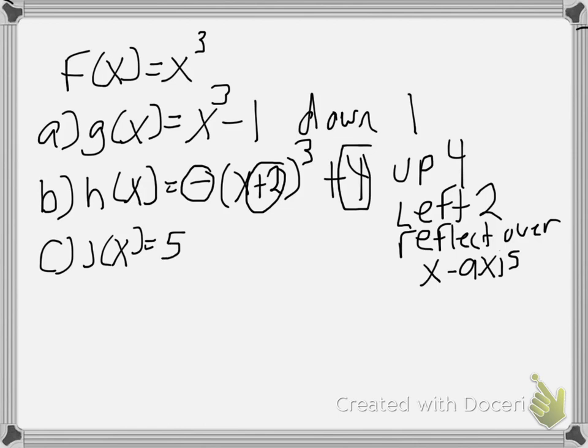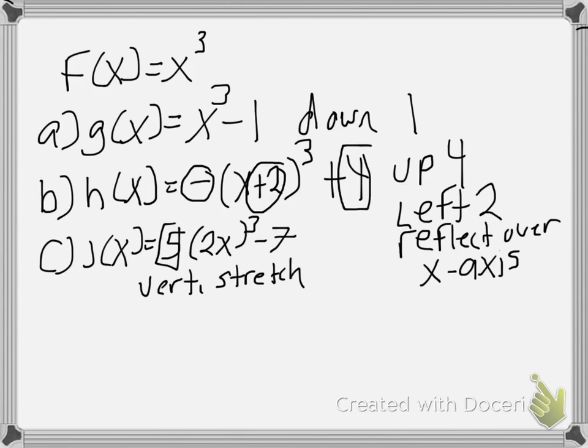Okay? All right, now part C, you have j of x equals 5 times the quantity 2x cubed minus 7. Okay, lots of things going on here. One thing that we don't have is any horizontal movement, left or right. But we do have some dilation, some vertical expansions, and things like that. So outside, we have a vertical stretch. And it's a stretch because this number is greater than 1, and it's actually by a factor of 5.